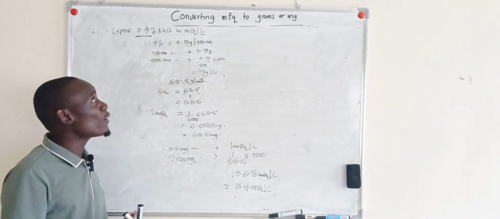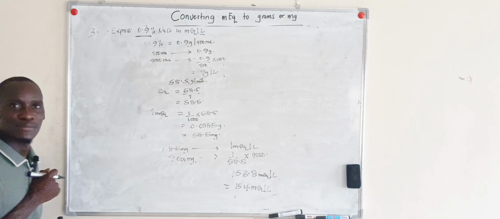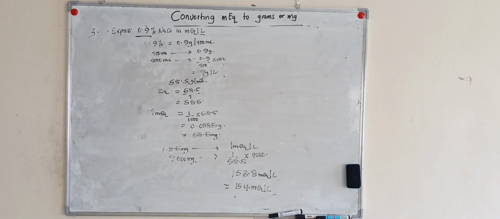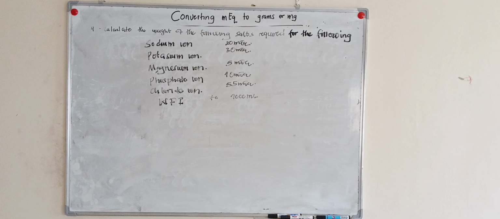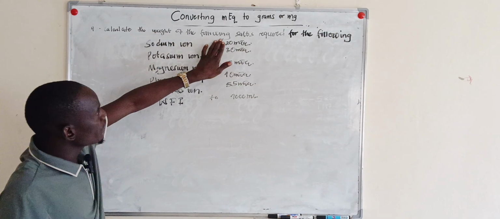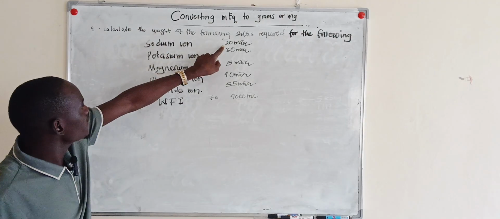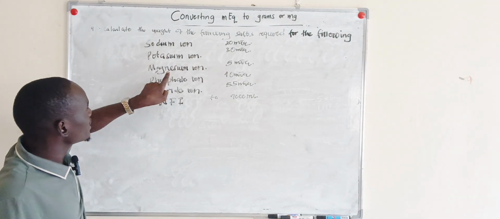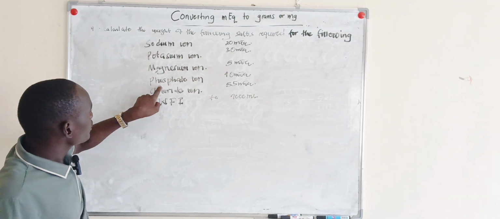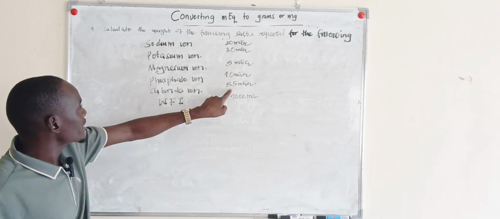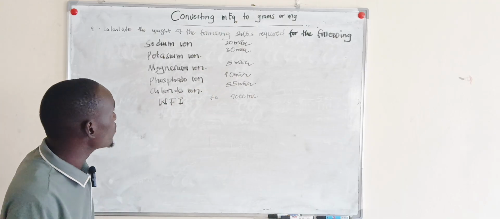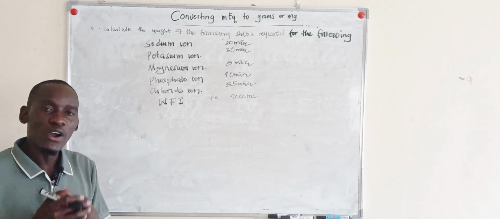Let's look at our first example. Calculate the weight of the following salts required for the following. They have given us sodium chloride 20, calcium chloride 30, magnesium chloride 5, phosphate ion 10, chloride ion 10, they don't have to add up to 1,000. This will be your official assignment.